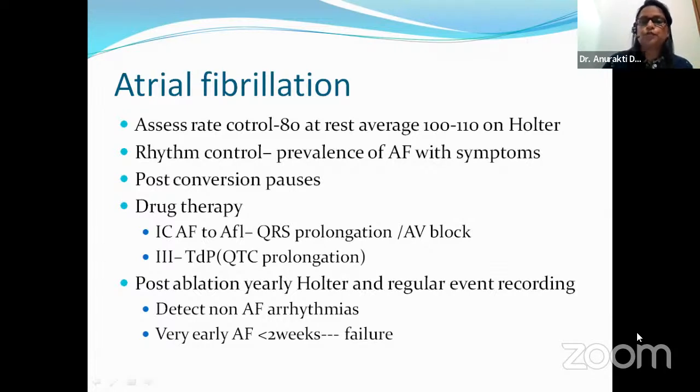Are there long post-conversion pauses? And then if you're starting a drug therapy, you need to see whether there is a QRS prolongation or AV block. If there's a class 1C drug, which can convert atrial fibrillation into flutter as such. And if class 3 drugs, whether there's a QTc prolongation.